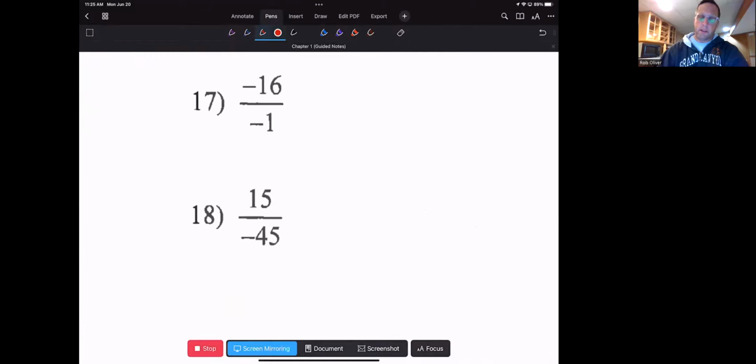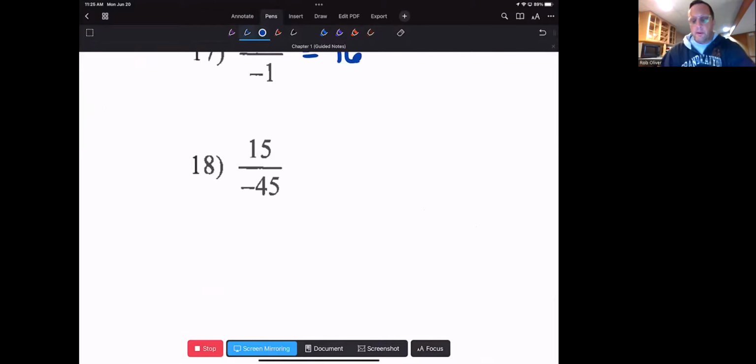All right, now 17, this is just another way to show division, top divided by bottom. Just think of it that way, top -16, divided by the bottom, -1. So -16 divided by -1 is going to be +16.